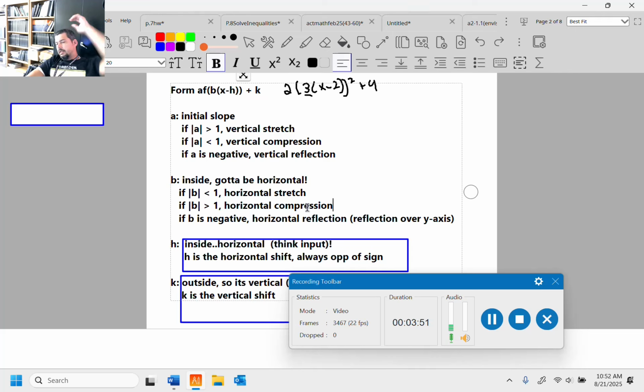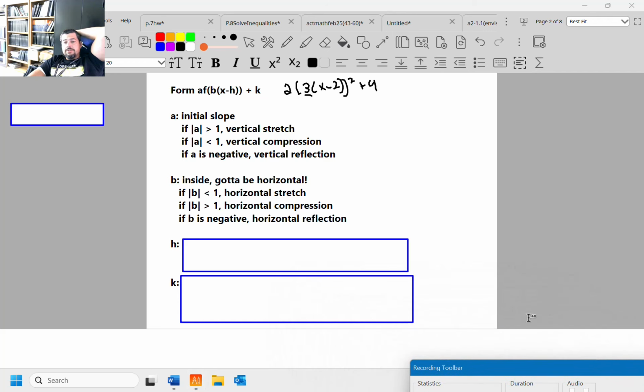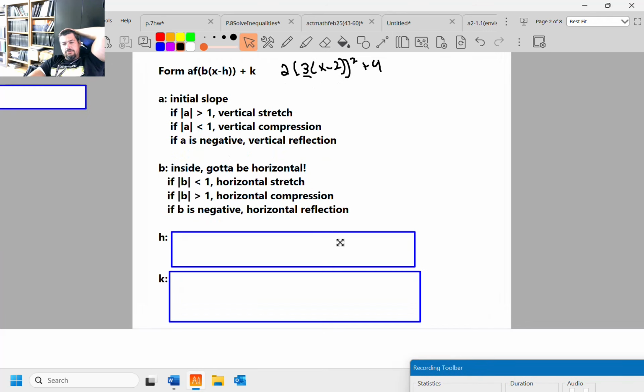All right. If B happens to be negative, you have what's called a horizontal reflection. And it's not necessarily a reflection over the y-axis. Alright, so I'm glad I'm catching these little things. And the real question is, do I fix it before class time, or do I forget all about it? I'll probably forget all about it.